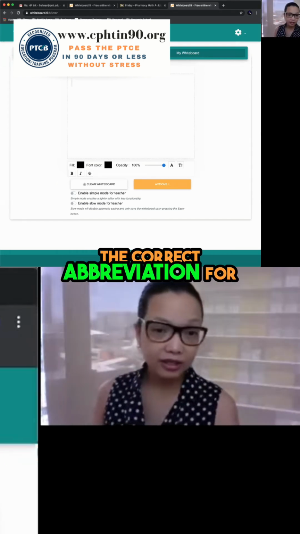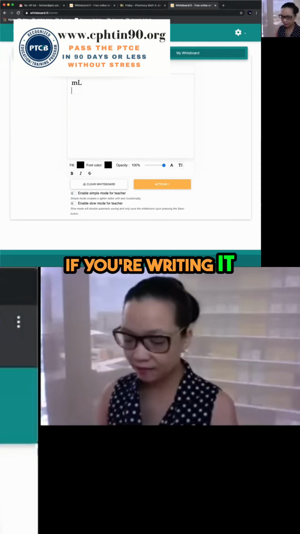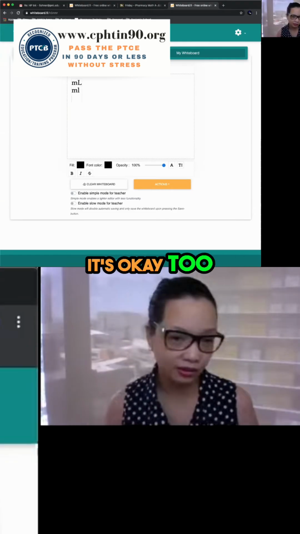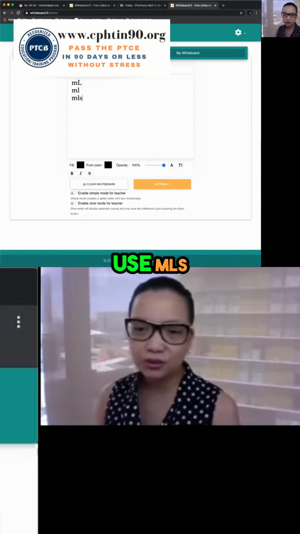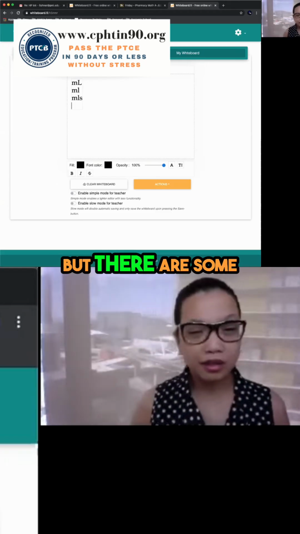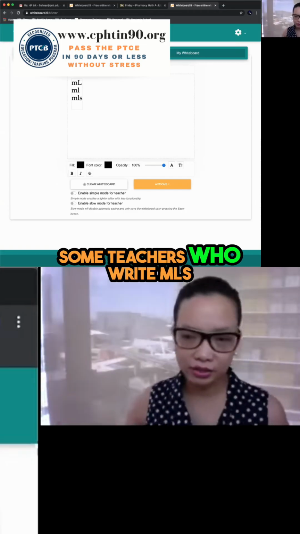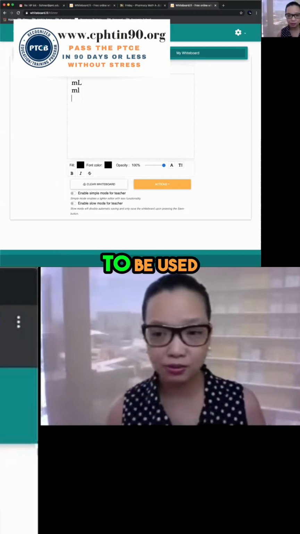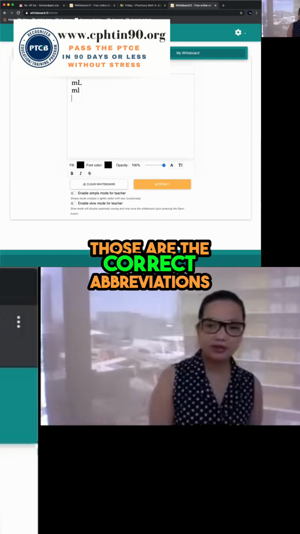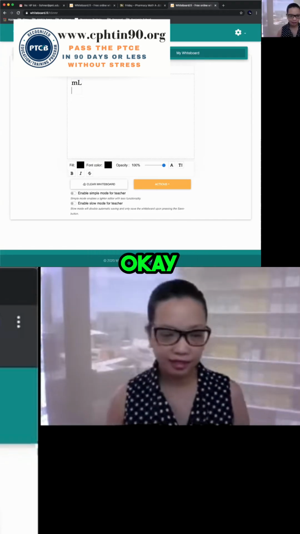Okay. ml abbreviation. The correct abbreviation for ml is lowercase m, capital L. However, if you're writing it fast, ml like this is okay too. Okay? We're not supposed to use MLS, which is milliliters. But there are some doctors who write MLS, some teachers who write MLS, but it's not supposed to be used. So those are the correct abbreviations. It's really lowercase m, capital L, okay?